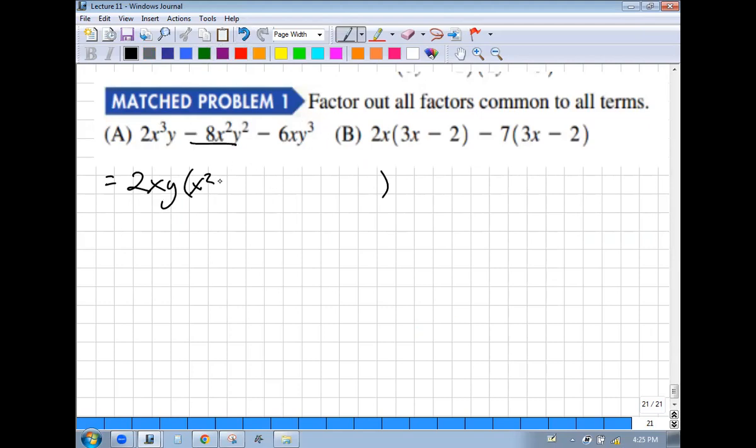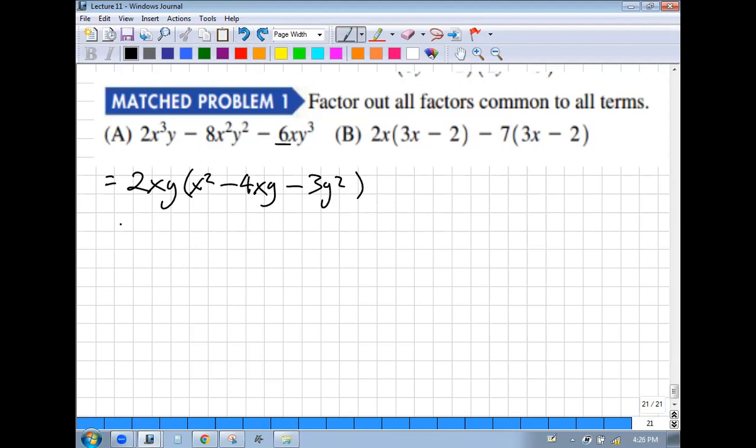For this one, I need a minus. I'm going to need a 4. I need an X squared, I only have 1X. I need a Y squared, I only have 1Y. And now for the last one, to get the 6, I need the minus. 2 times 3 is minus 6. I have the X. I need a Y cubed, I only have 1Y, so I need a Y squared, right? At that point, I'd have to try to see if this is factorable, okay?